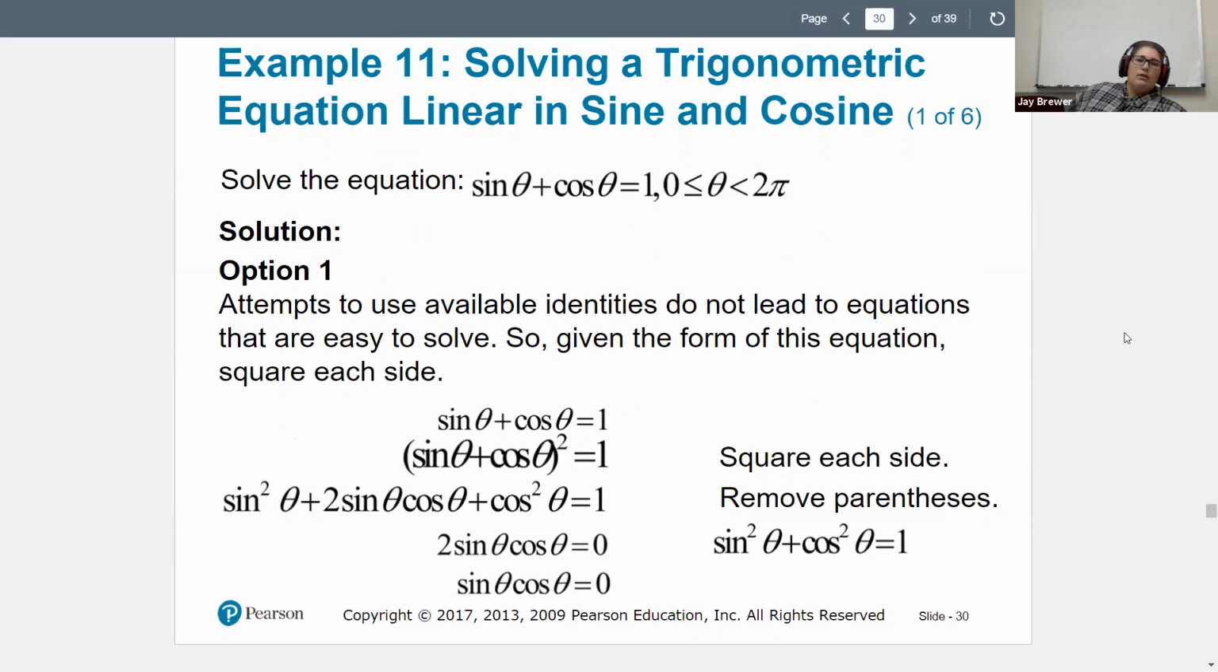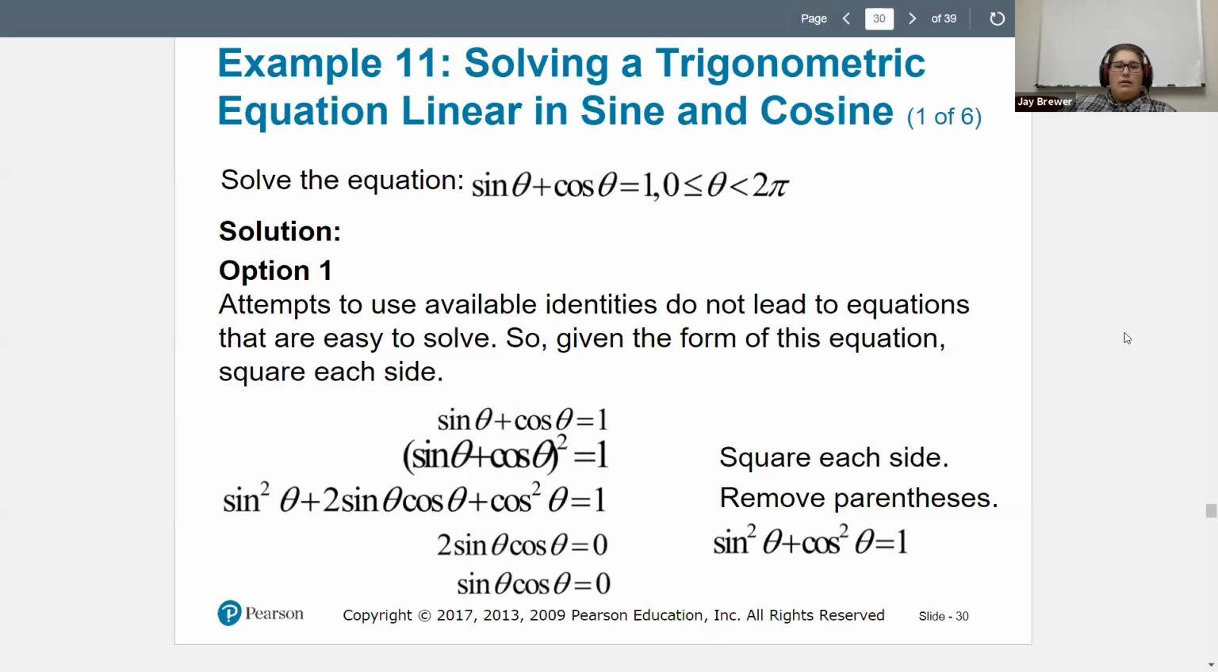All right. Example 11. We're looking at solving a trig equation linear in sine and cosine. Okay. So you have two different options with this problem. Both options are absurdly long. So whichever approach you take, you will have to deal with the same amount of work. Option 2 does have a diagram, whereas option 1 does not. So, I mean, I guess that's a difference to you.